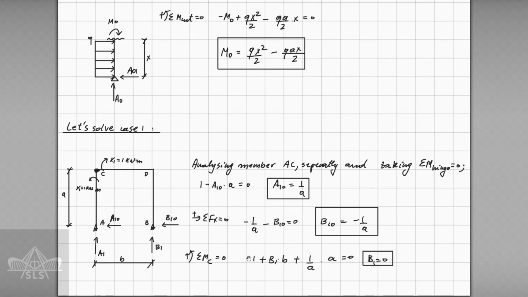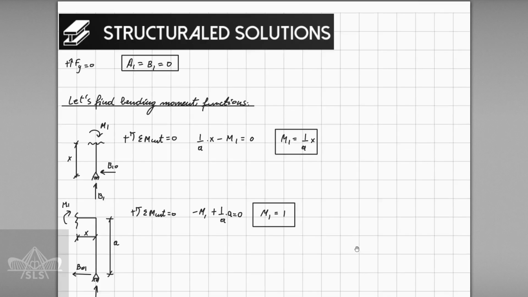Next, if we take sum of bending moment at hinge C, we can determine the value of B1 as shown here. And last but not least, if we take sum of forces on y equal to 0, we are able to find the value of support reaction A1, which is going to be 0.